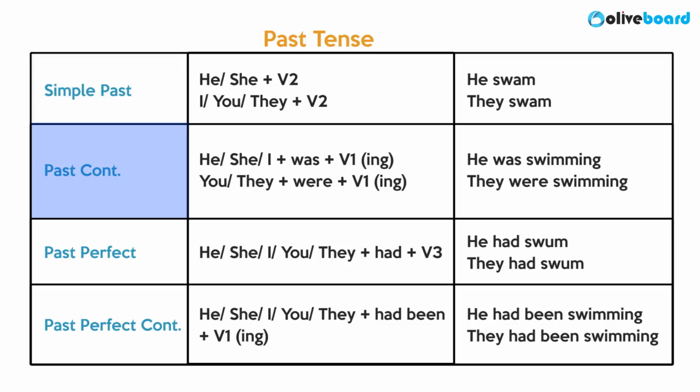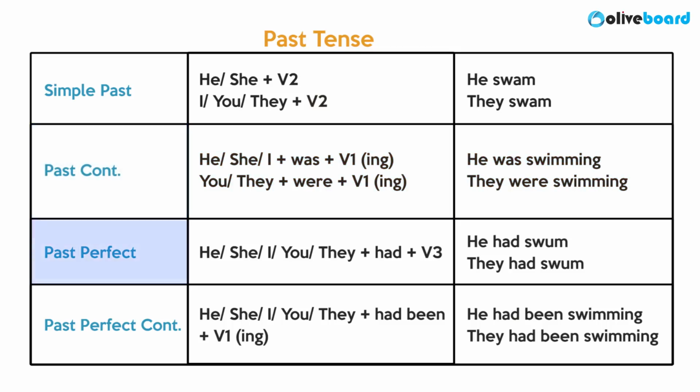For past continuous tense, we know एक चीज तो पक्की है, अगर continuous tense आएगा तो verb के first form के साथ ing लग जाएगा. ये चीज तो हम आंख बंद करके देख सकते हैं. For past continuous tense in the singular case, he, she, I के साथ was लगता है plus verb का ing form. For example, he was swimming. Plural के केस में जैसे कि you और they, हम उसके साथ were use करते हैं. For example, they were swimming.